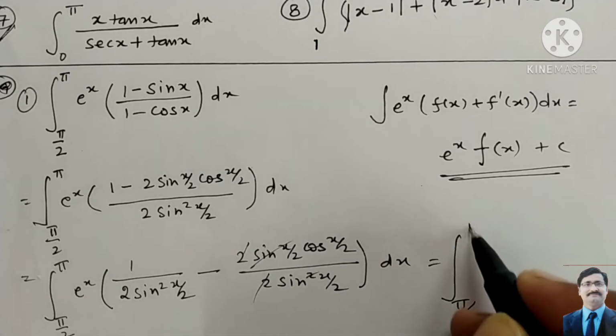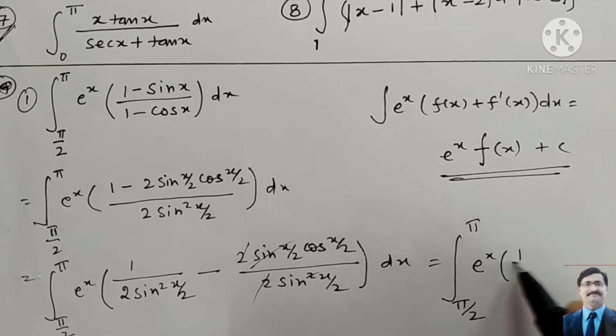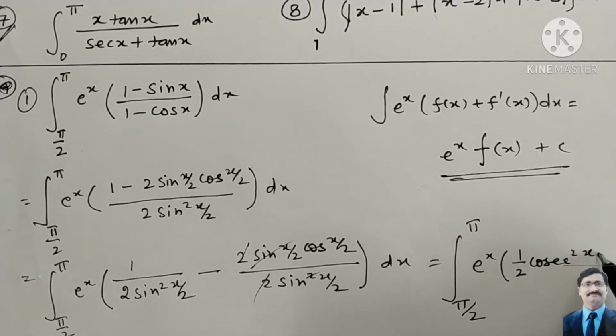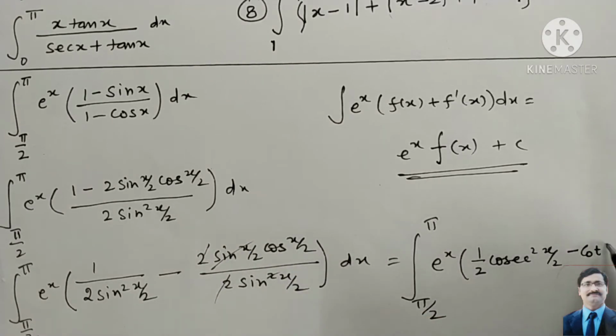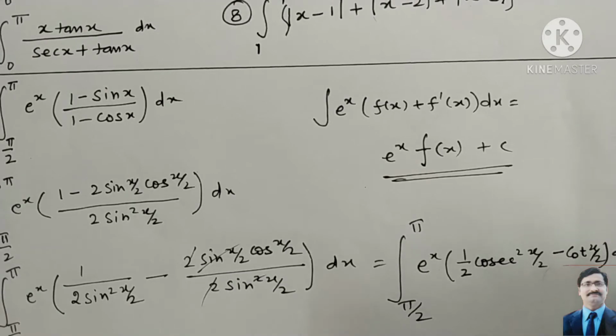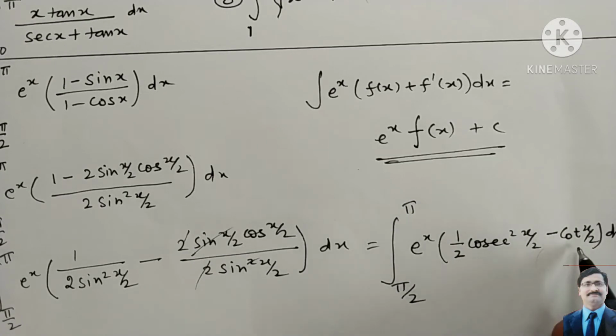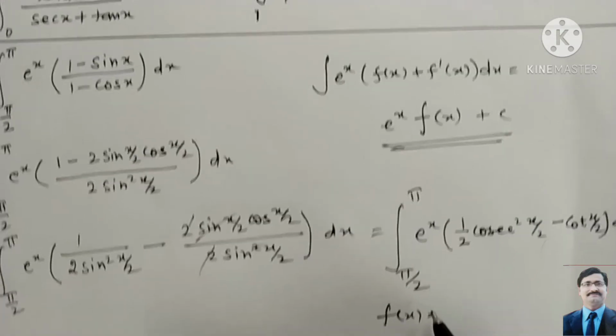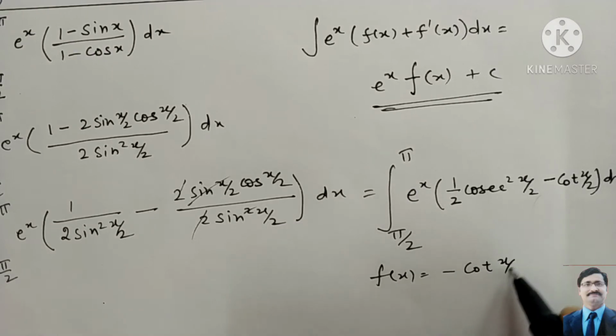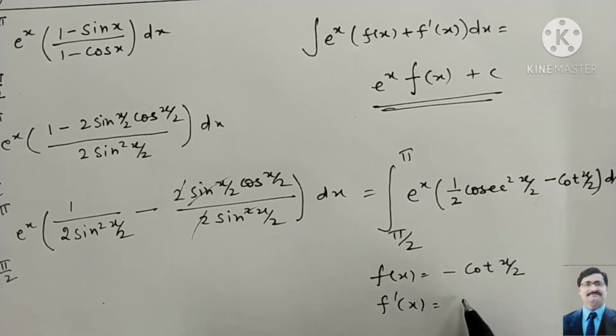So we will get integral pi by 2 to pi e power x, this we get 1 upon 2 cosec square x by 2, minus cot x by 2, dx. Now we get cot x by 2 here, this is fx. So we can write fx is equal to minus cot x by 2, so f dash x equal to 1 upon 2 cosec square x by 2. Actually the differential of cot x by 2 is minus, so minus minus gives plus, and the differential of x by 2 is 1 upon 2, so we get this.